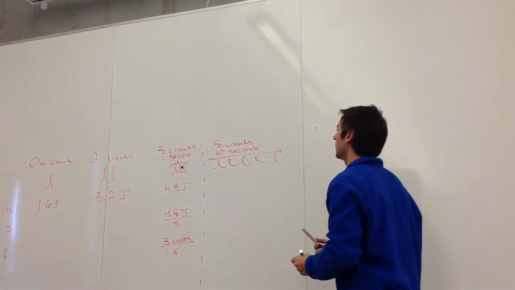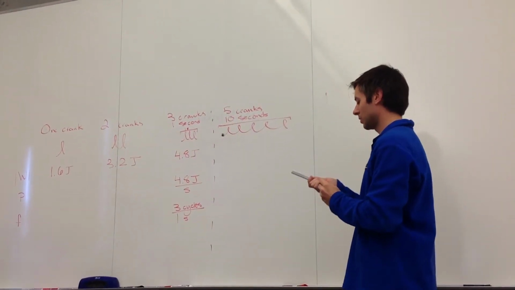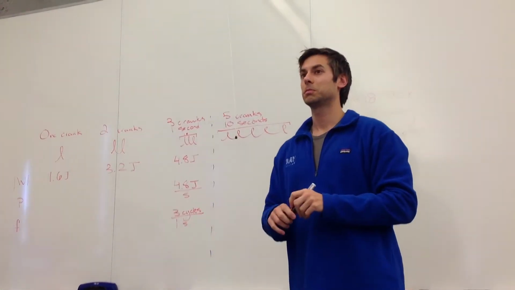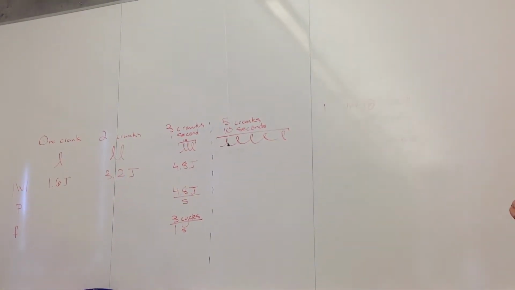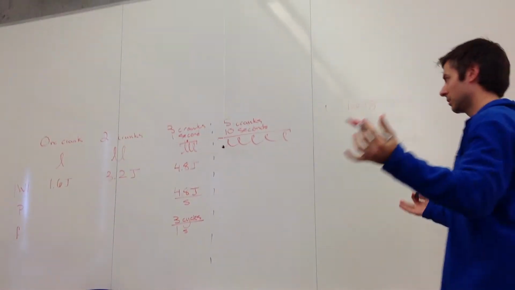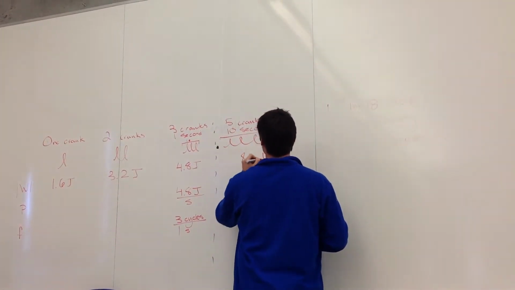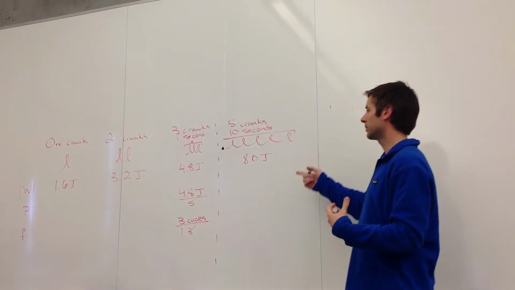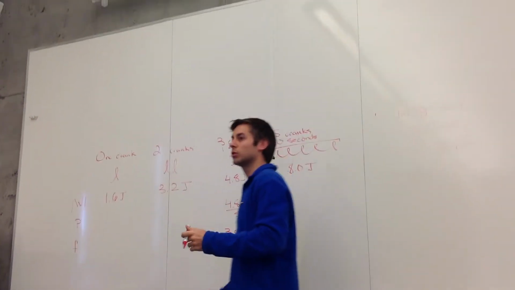All right, that's 5. What was the work done? So how much energy was transferred during that time? Bobby, 8 joules. Why 8 joules? Because 5 cranks, and that's 5 times 1.6, which is 8. Okay, so 8.0 joules. So we did 8.0 joules of work because there were 5 cycles, and there's 1.6 joules for every cycle.